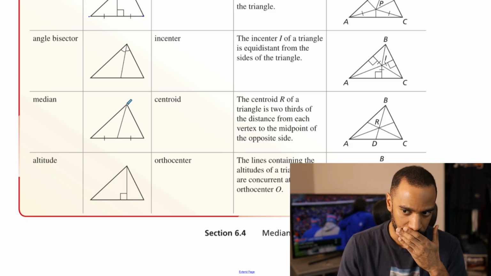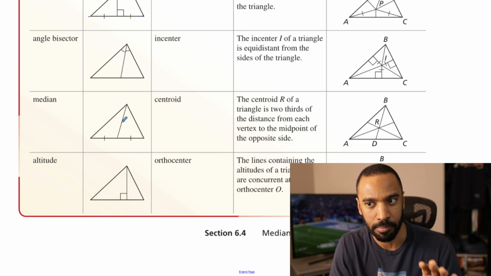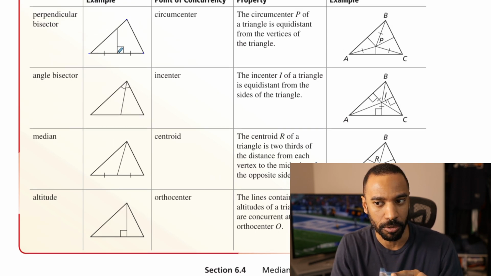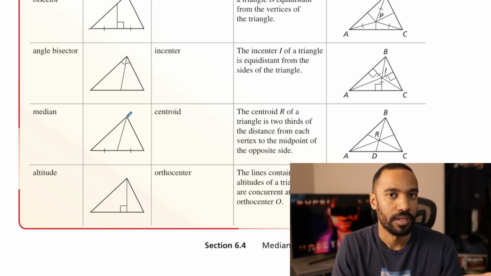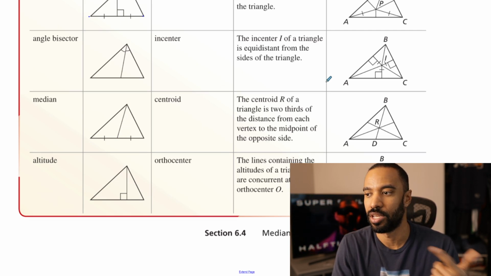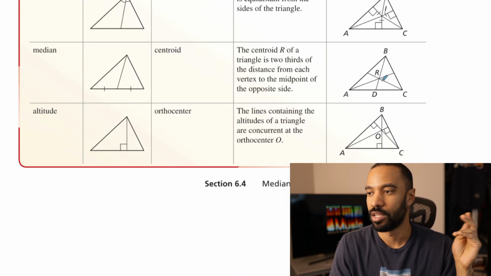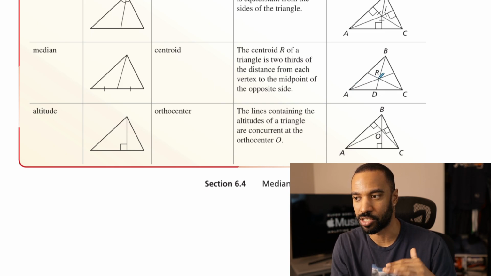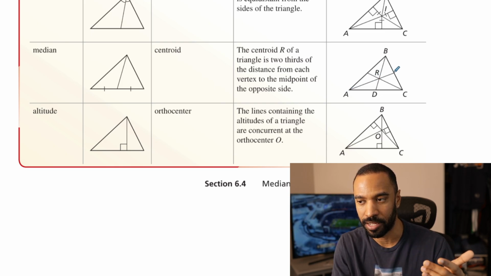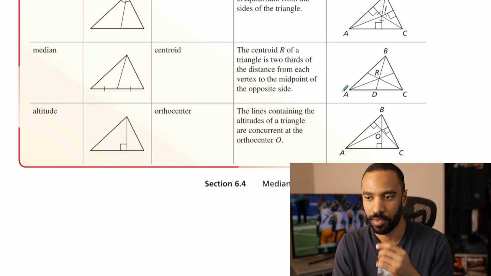A median is a segment from the vertex to the side opposite, which intersects at the midpoint. Unlike a perpendicular bisector, which is just something that goes straight up, this goes literally to the vertex of the side opposite, like this. All 3 of them are concurrent and meet at the centroid. The centroid is 2/3 the distance, so that this length from vertex to centroid is 2/3 the length of the entire median. So 2/3 of that, 2/3 of that, and 2/3 of that.